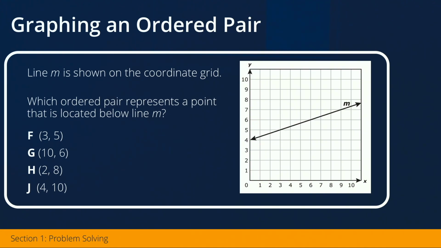Here's another example that students might be faced with. Line M is shown on the coordinate grid. Which ordered pair represents a point that is located below line M? So here students have to be able to plot each of these ordered pairs on the coordinate grid. I see that 3, 5 would be on the line. I see that 10, 6 would be below the line. 2, 8 would be above the line, and 4, 10 would also be above the line. So here, my answer choice is G.